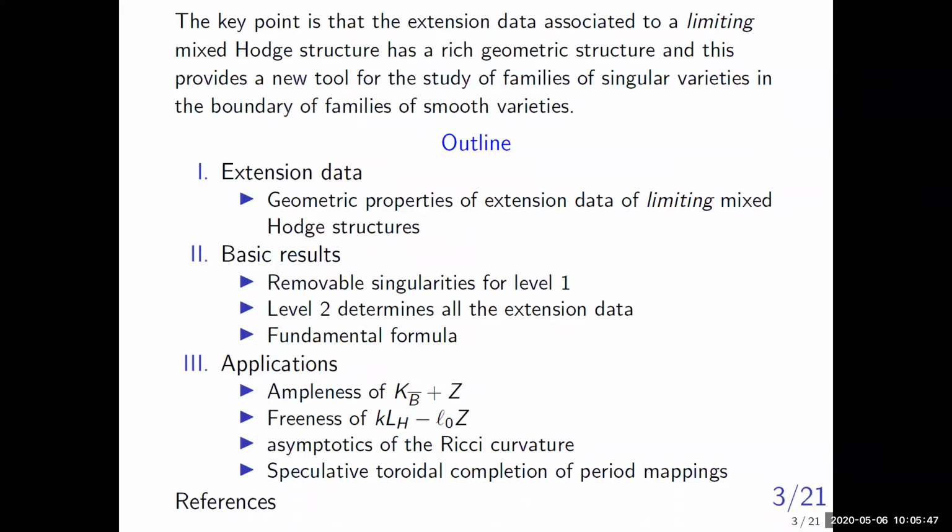For applications, ampleness of a certain bundle, freeness of another bundle, asymptotics of the Ricci curvature, and the speculative toroidal completion.